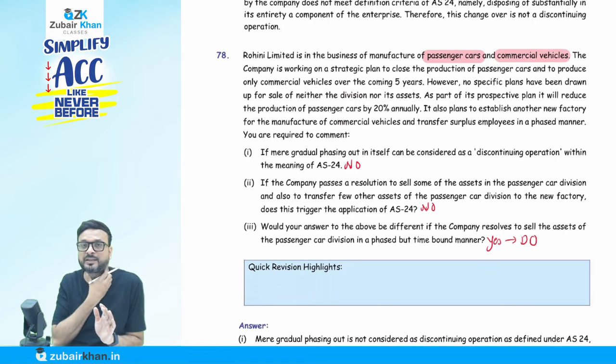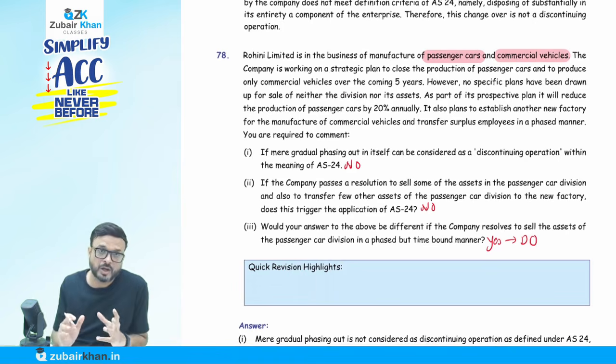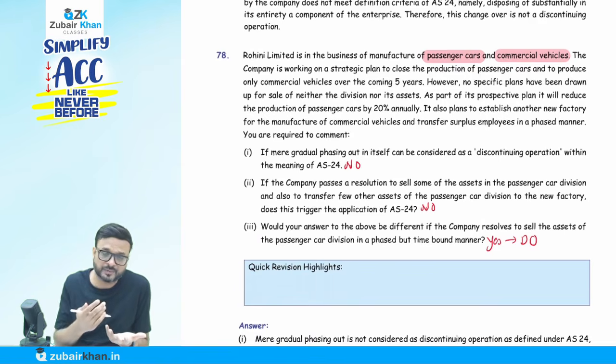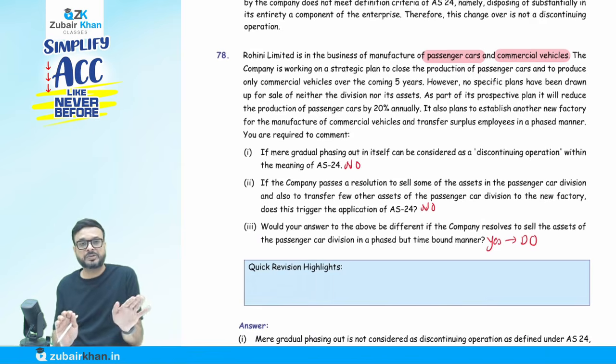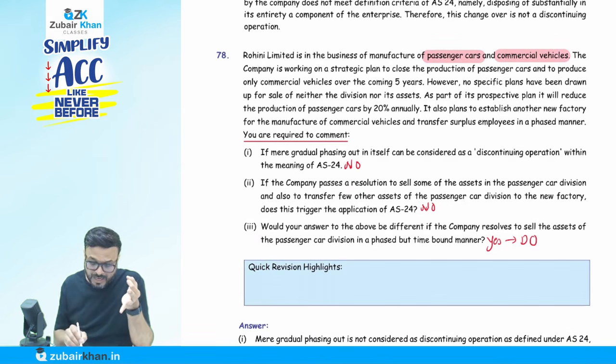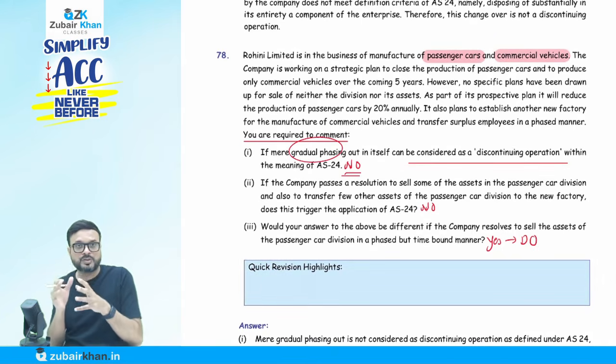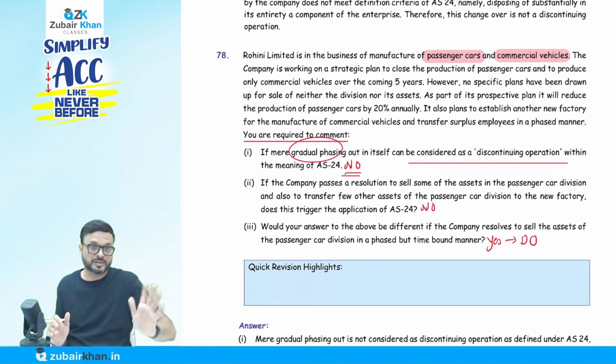But they say this will happen over the next 5 years, and they have not made a detailed plan of how they will dispose of the assets or settle the liabilities. They just say they will reduce one and increase another, but they have to make a proper plan. First question: can a mere gradual phasing out in itself be considered a discontinuing operation? The answer is no. Gradually reducing one production while increasing another is not a discontinuing operation.